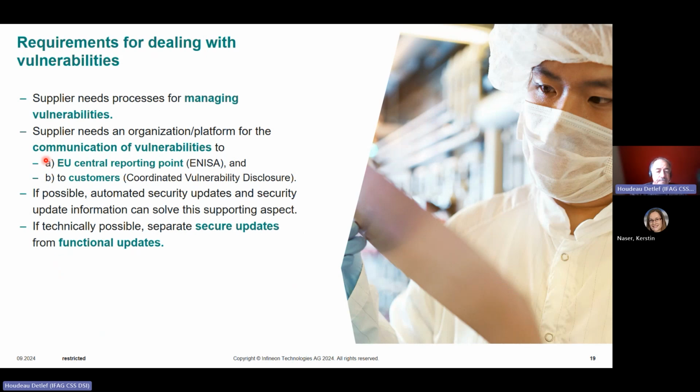If possible, automated security updates and security updates information can solve the supporting aspects. If technically possible, as written in the European Commission text, security updates must be separated from functional updates. If technically possible, this is the proposal by the Commission.